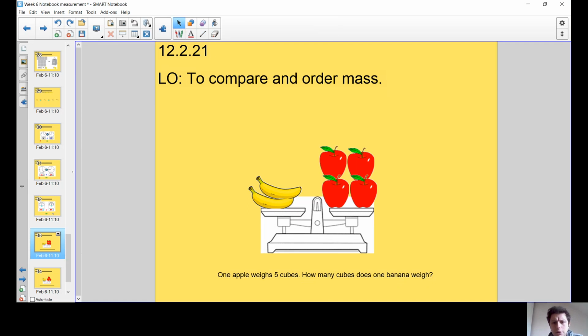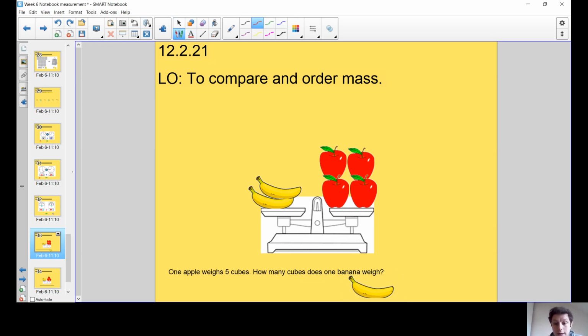Okay, so let's think about what the question is asking. How many cubes does 1 banana weigh? So we just want to know what 1 banana equals in weight. Now, this is a bit of a multi-step problem. So if you want to, you can pause the video here and have a go yourself. Or if you want to listen to me explain the answer, I'm going to do that now.